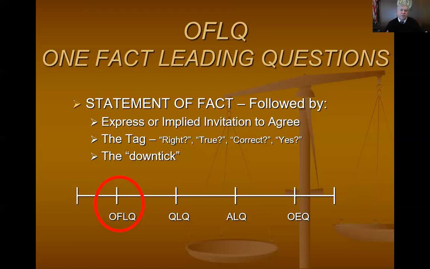Now, that could be in the form of a tag. Could be, you are wearing a sweater, right? The sun is shining, correct? You would agree that you are watching a video, true? And so the tag follows at the end. But after you get into a rhythm, you don't necessarily need the tag, and you can simply invite that invitation to agree by using a down tick. In front of you is a computer. The computer has a screen. You are watching the screen. And you notice as I ask each of those questions, there's a slight down tick, which is an implied invitation to agree.